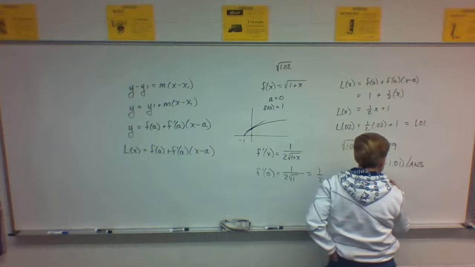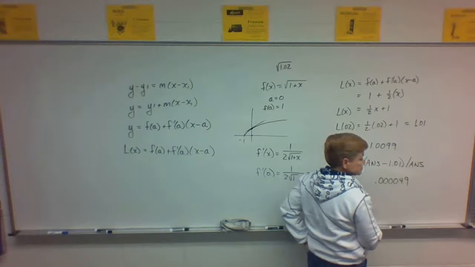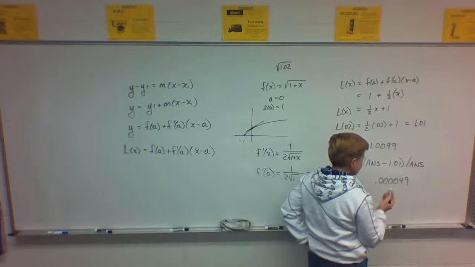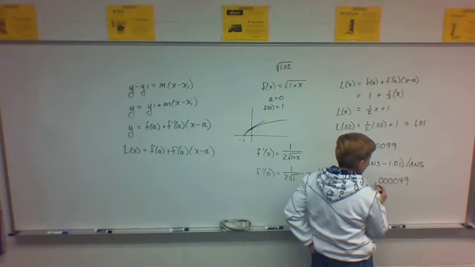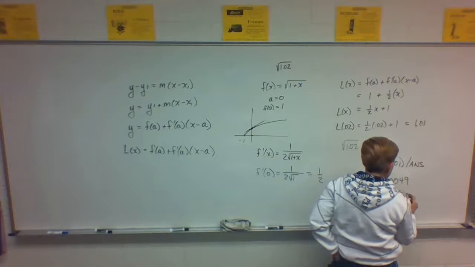0.0000049. 4.9 e to the negative 5. Good. Okay. So this is what you get if you want to make a percentage out of it. You get it right there. And that's still 0.005%.